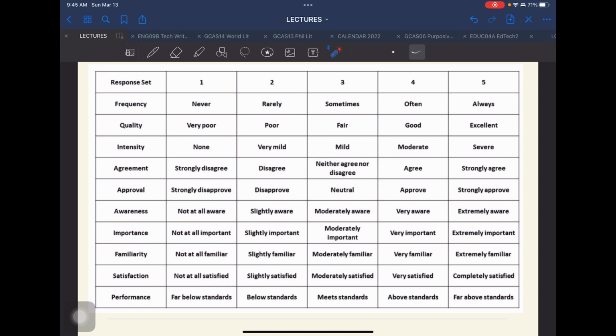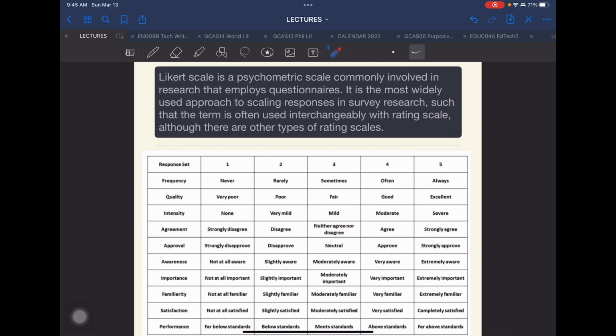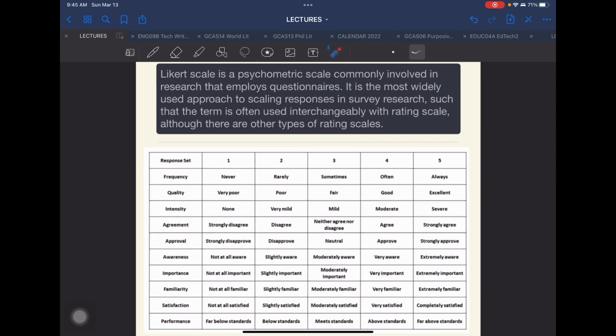So again, I hope this would be able to address your requirements, your need for the type of research that you are conducting. And if you just go to your browser, you can easily find other response sets that will personally fit the research that you are conducting.